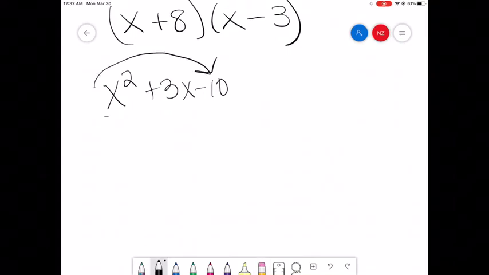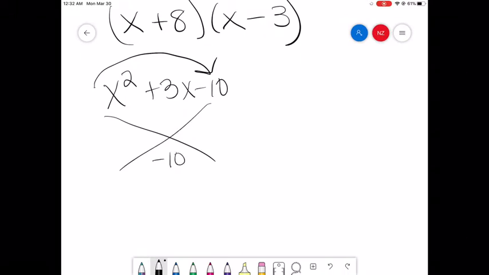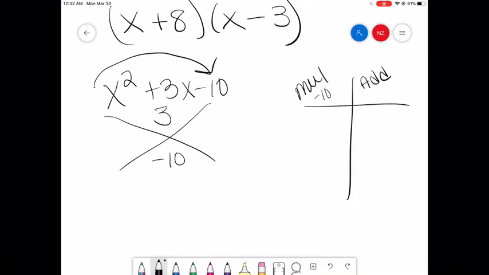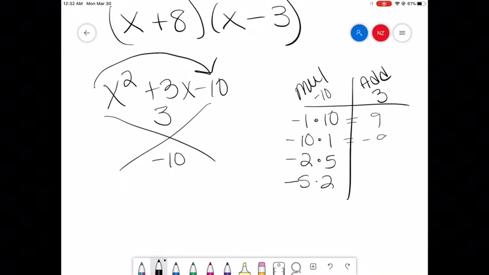Multiply A times C, drop down B. So that's going to give me -10 and 3. I need two numbers that multiply to give me -10 and add to give me 3. So I have 1 times 10 and the reversal, and 2 times 5 and the reversal. That would give me 9, that would give me -9, that would give me 3, and this would give me -3. So you can see our solution is going to be this row here: -2 and 5.